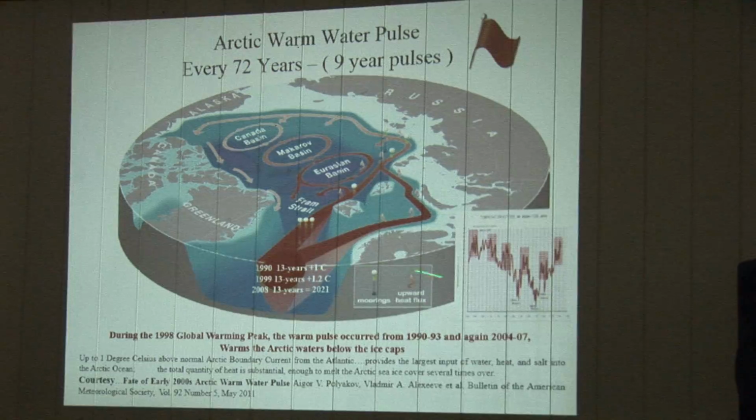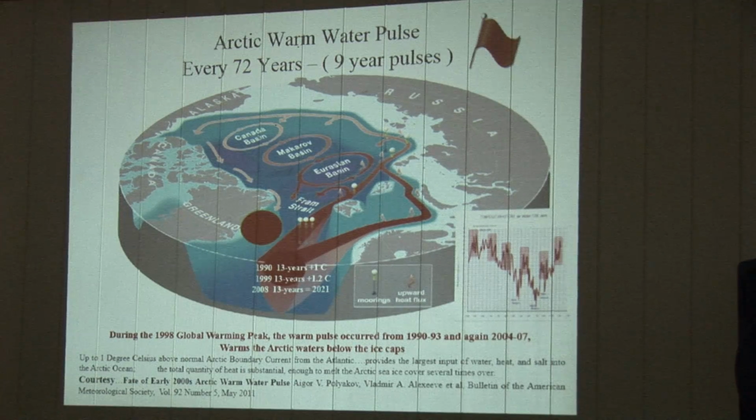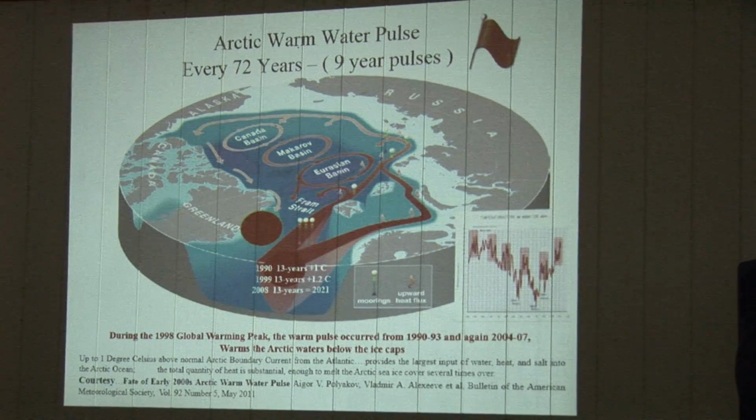What happened is in 1990, a warm water pulse came up out of the North Atlantic. It takes 13 years to circulate around the Arctic. 13 years. That's when the ice started to melt up there. Remember, ice up there doesn't melt from the top down. 80% of the ice is underwater. It melts from the bottom up. So you have to have warm water.